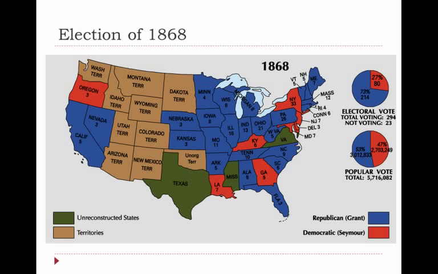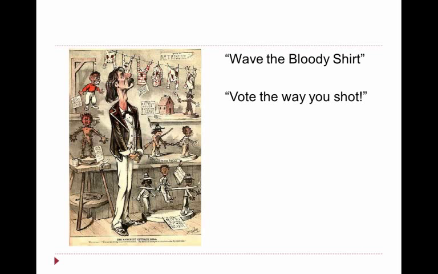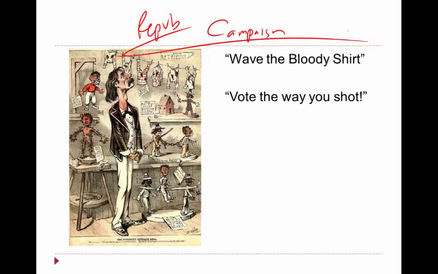We've talked about this election already. But in the election of 1868, the Republicans nominate Grant and the Democrats nominate Seymour. Horatio Seymour. Good so far? Easy stuff. Now, in this election, the Republicans' campaign included two pretty common slogans. First off, wave the bloody shirt.